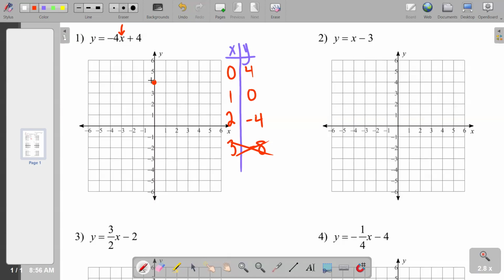How do I plot the point 1, 0? Perfect. Right 1. And because the y coordinate's a 0, we don't go up or down. And how do I graph the point 2, negative 4? Right 2, down 1, 2, 3, 4.